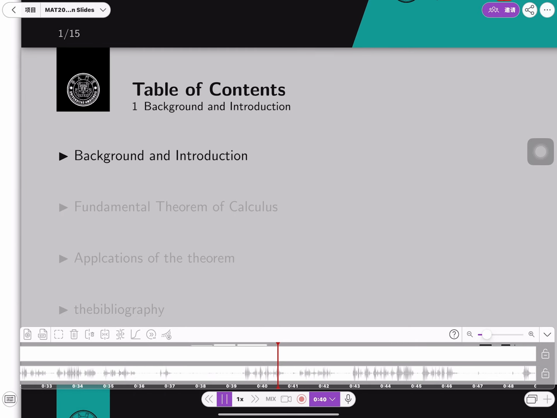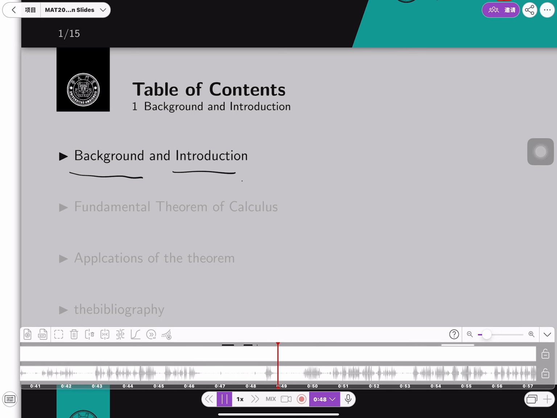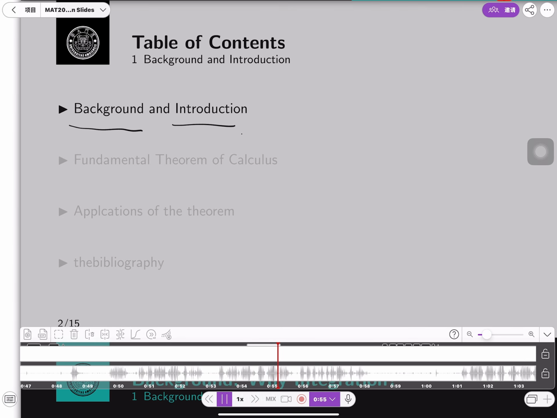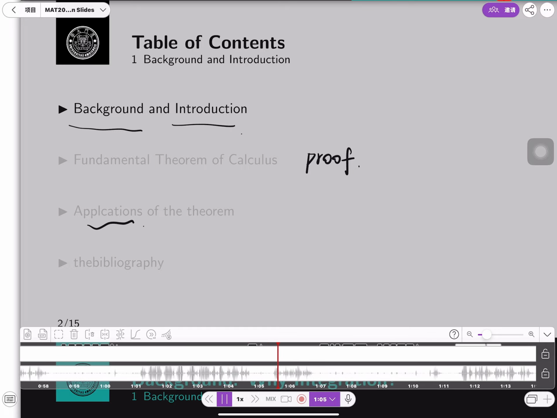Here is the outline of my presentation. I will first introduce the background and introduction. Then, I will state the fundamental theorem of calculus. After that, I will explain its meaning, briefly discuss the idea of the proof, and finally illustrate the theorem using examples and applications.